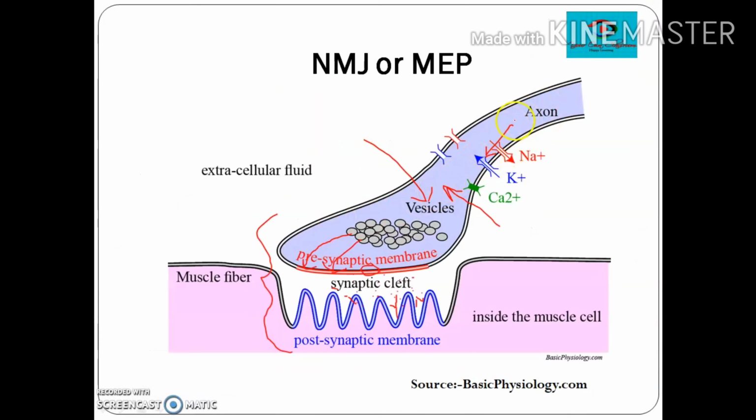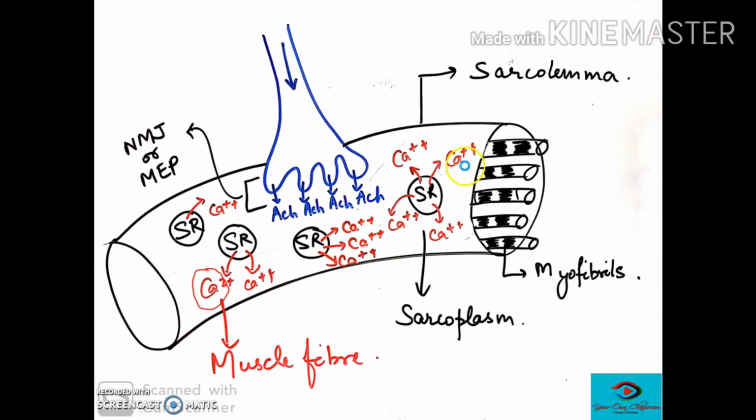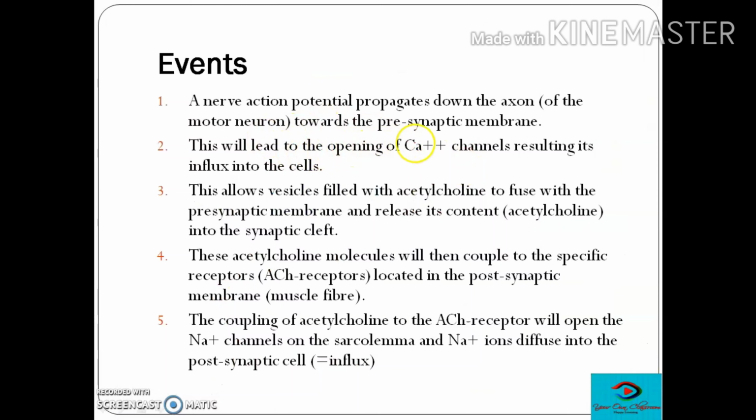A nerve action potential is traveling. This will lead to the opening of calcium channels, resulting in its influx into the cells. This allows vesicles filled with acetylcholine to fuse with the presynaptic membrane and release their content. Acetylcholine would be released at the presynaptic membrane into the synaptic cleft.